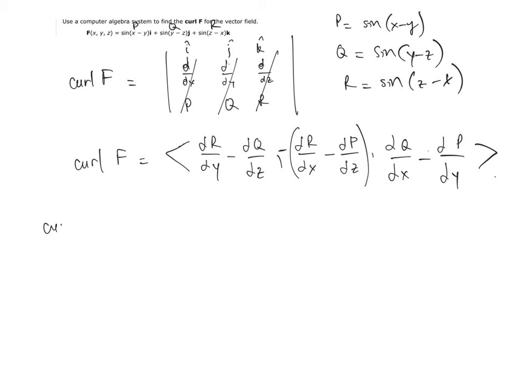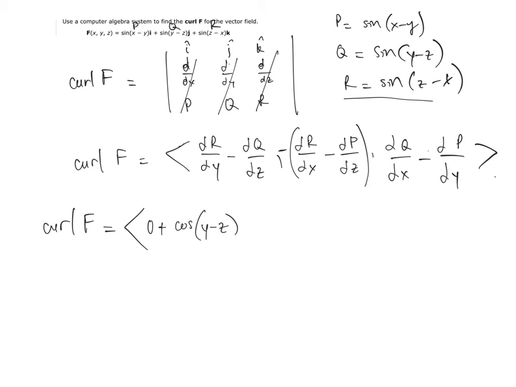So I'm gonna follow this formula here. So you will have partial of R with respect to y. So partial of R right here with respect to y, you'll get 0. So you have 0 minus partial of Q with respect to z. So partial of Q with respect to z, you get cosine of y minus z. And don't forget the chain rule inside. Treat y as a constant, and then negative z will give you a positive.